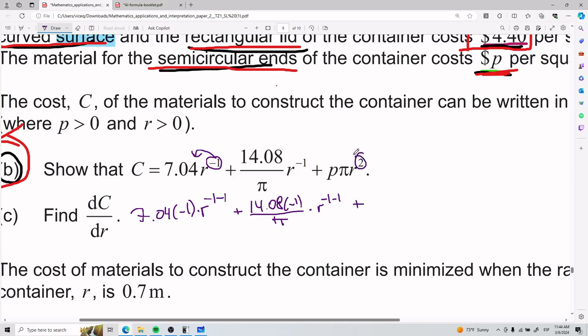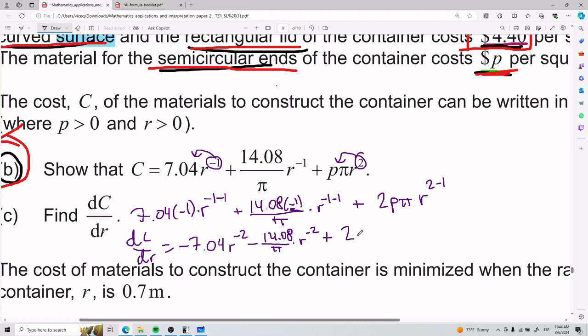Plus, well, this 2 is going to multiply this whole thing. So you're going to end up with 2 pi r, 2 minus 1. Okay, so this first term ends up being negative 7.04 r to the power -2 minus, because there's a minus here, 14.08 divided by pi times r to the power -2 plus the only one that says positive 2 pi r to the power of 1. Because it's to the power of 1, you just don't really write it. So that is part C.